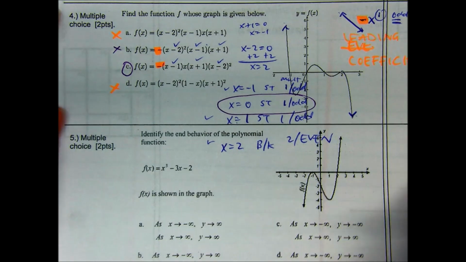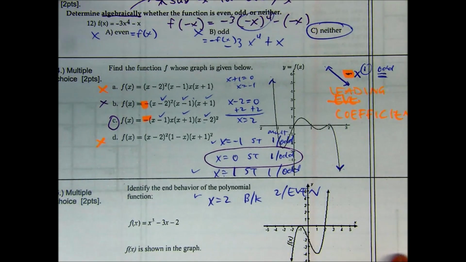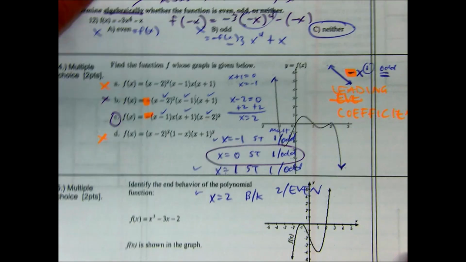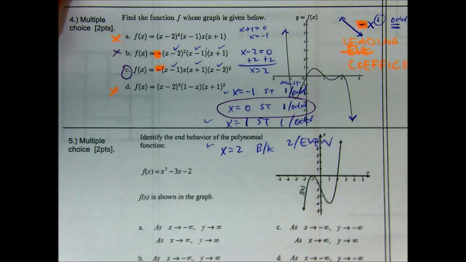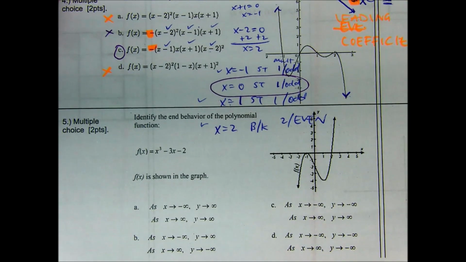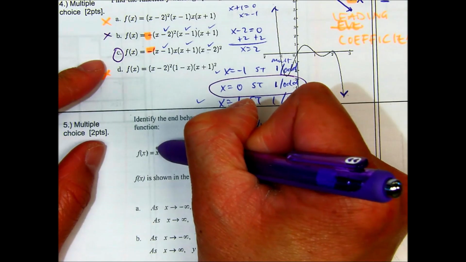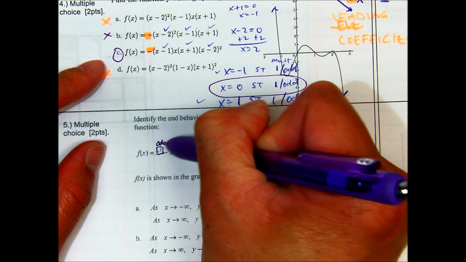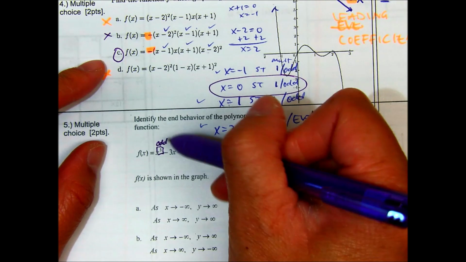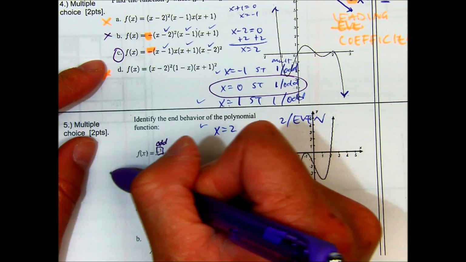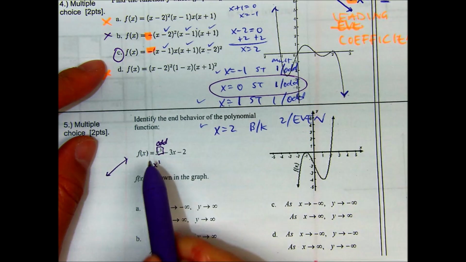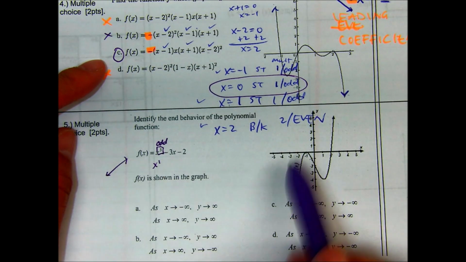Question number 5. Identify the end behavior of the polynomial function. Right here, they tell us that it's a cubic function. So this is an odd degree, and I'm going to relate that to the easiest odd function that we know, x to the first, and my graph will look like that. There's no negative, so I'm going to start down, end up, just like it does here.